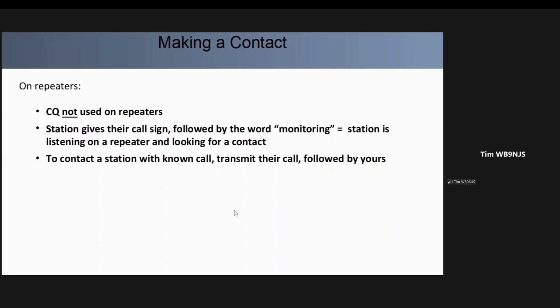So how do you contact someone with a known call on a repeater? You don't know if they're around, but you want to see if they are. Well, you transmit their call first, followed by yours. So again, if I'm looking for Mike, KC6MGM, KC6MGM, are you around on countywide, Mike? This is WB9NJS. That's the way I would call Mike. Transmit the other station's call first, followed by yours.